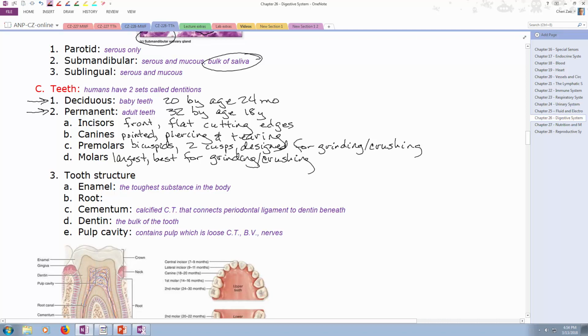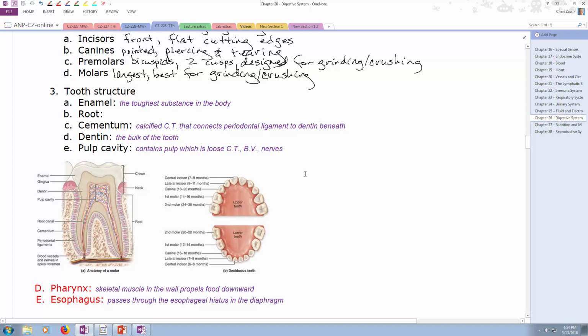When we take a look at the structure of the tooth, there's not too many parts to it, but the parts that we have are very important for proper dentition functioning. The outermost aspect that we see is the enamel, the toughest substance in our body, and it covers the crown of our tooth. Then the part that we don't see is the root, and this is under the gingiva.